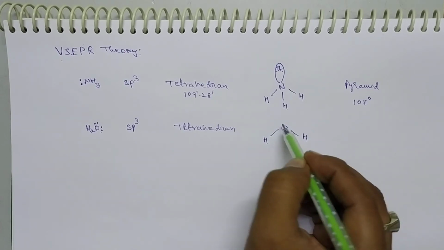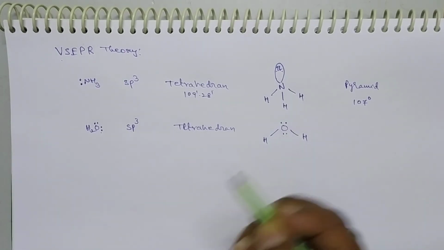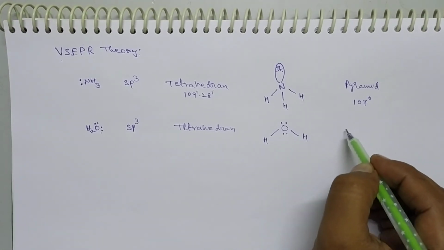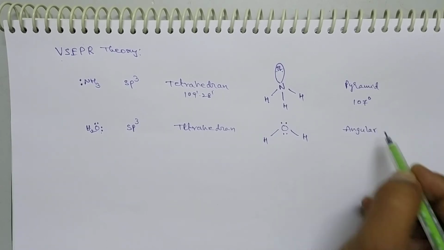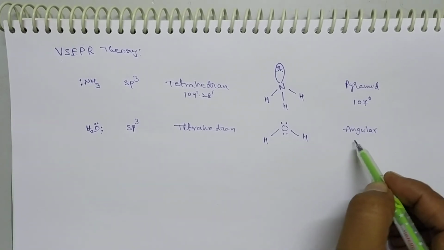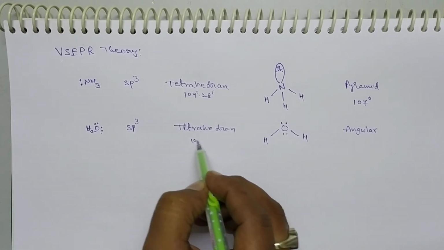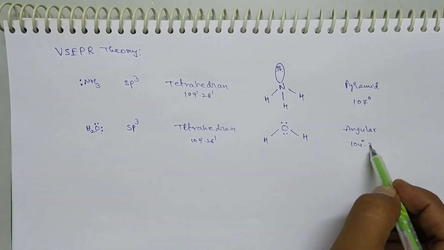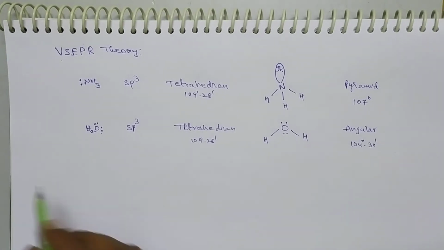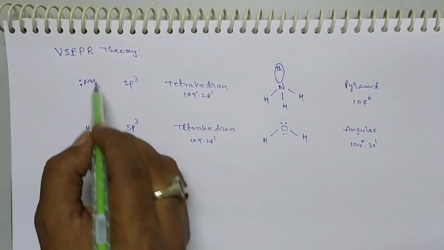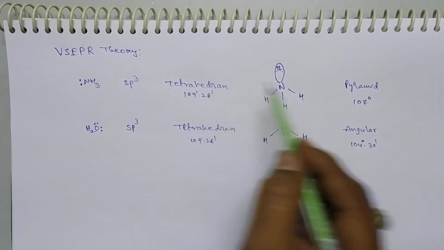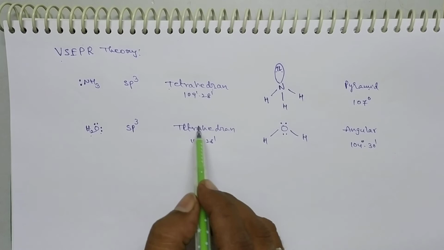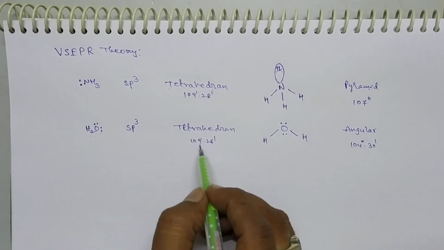One lone pair is present below the angle, and the other lone pair is present above the angle. So that's why the bond angle also changed, and it will be changed to an angular structure. The bond angle changes from 109 degrees 28 minutes to 104 degrees 30 minutes. So generally for the ammonia molecule there should be tetrahedron geometry, but it changes to a pyramidal structure. For a water molecule, generally it should possess tetrahedron structure, but there is a deviation and it changes to angular structure.